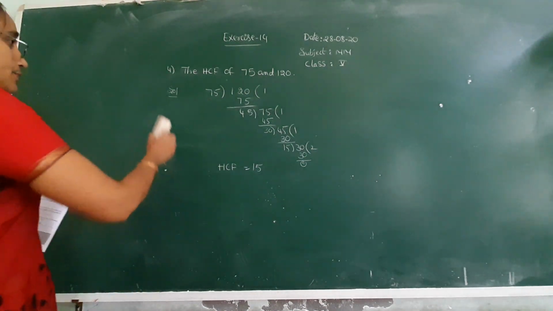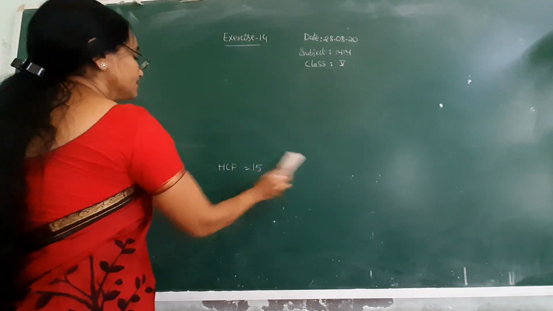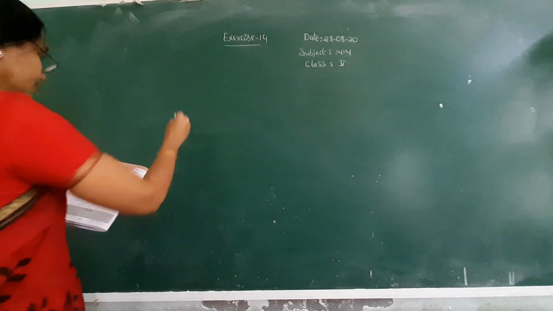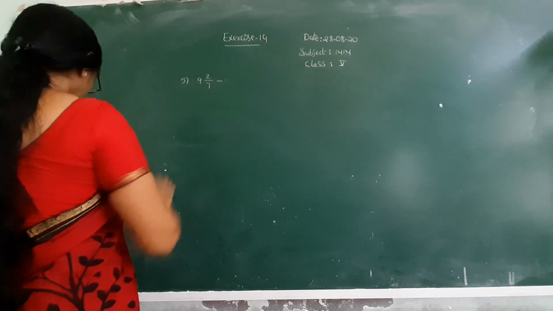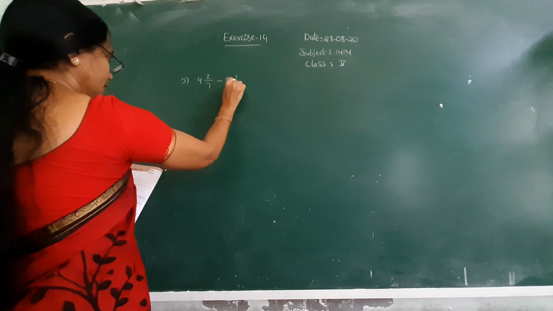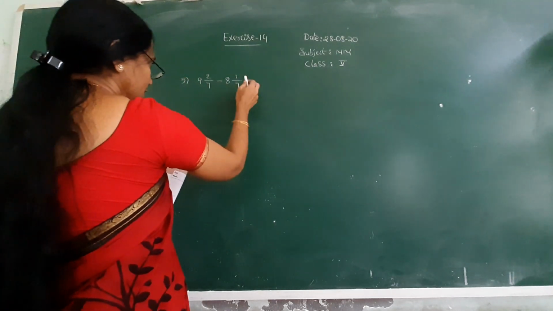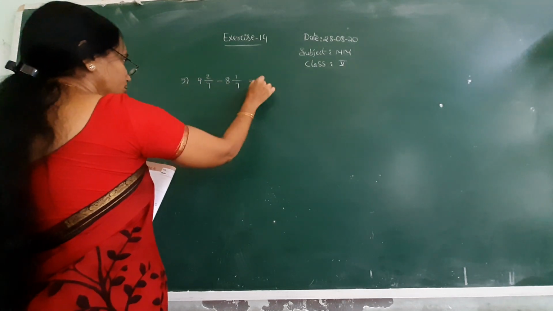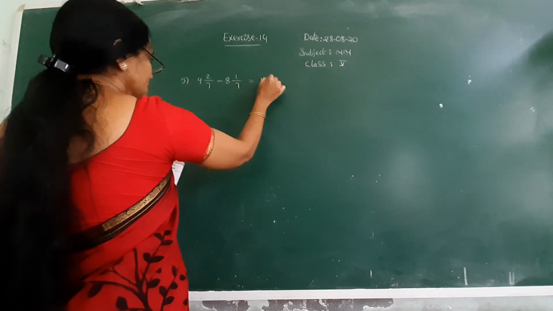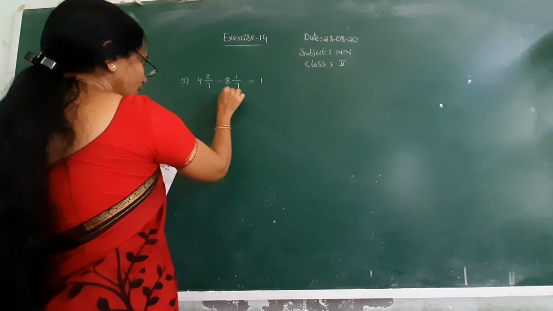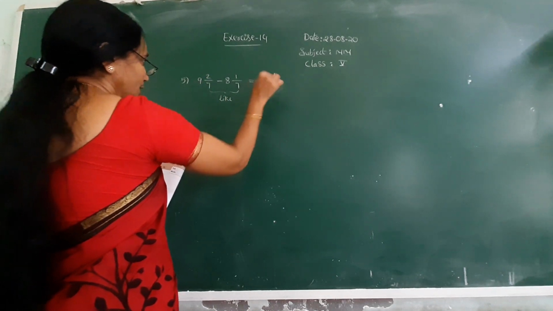Okay, now see the fifth problem. 9 2 by 7 minus 8 1 by 7. These are like fractions. Okay, you have to subtract both. 9 minus 8 and 2 by 7 minus 1 by 7. These two are like fractions. Now you have to subtract numerators: 1 by 7.